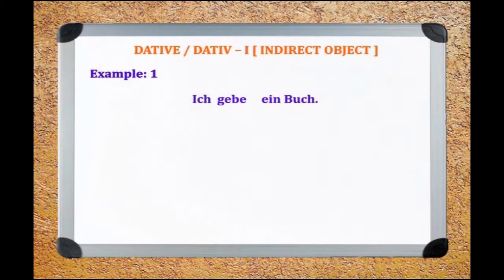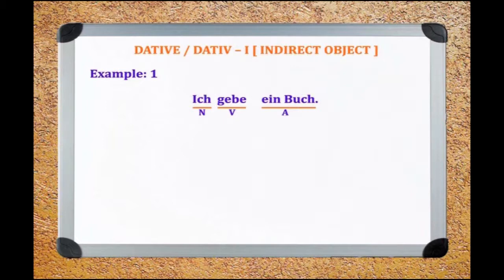Please look at this sentence. Ich gebe ein Buch. You are already familiar with all the elements of this sentence. Ich, you know, is the nominative or the subject. Gebe is the verb in the second position, conjugated according to the pronoun ich. Ein Buch is in accusative, which is the direct object.